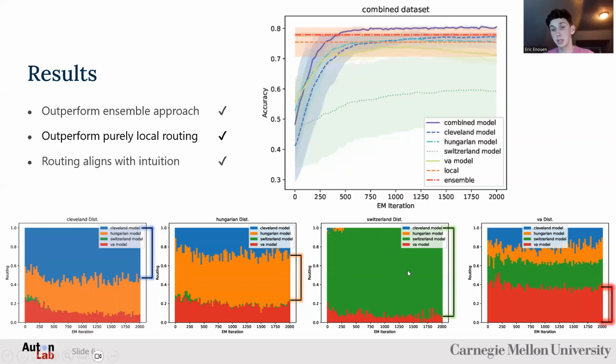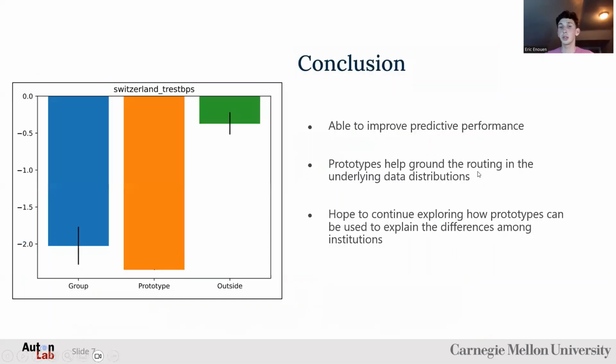However, for Switzerland, mostly every sample in the Switzerland test data set is sent back to the Switzerland model. And then the VA model, you can see that it still sends a majority of the samples to itself, but it utilizes a wider range of different models. So in conclusion, we're not only able to improve the predictive performance, but these prototypes also help ground the routing in the underlying data distribution.